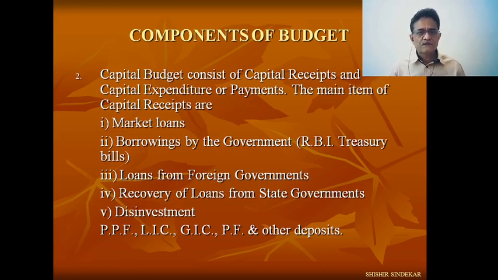Similarly, the capital account of the budget consists of capital receipts, and the main item is market loans. I know that the government cannot raise all the resources from revenue, from taxes, so naturally they have to rely on market loans or borrowings. Recently, in the budget of say 21-22, we have observed that the government mostly relied on borrowings. So these are the capital receipts.